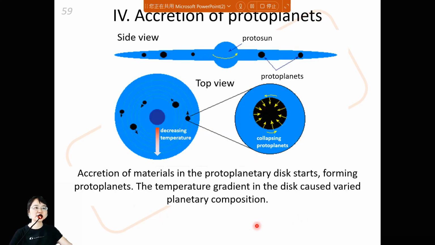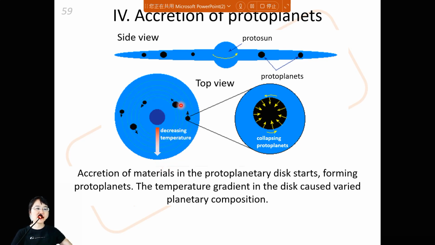The fourth stage is accretion of protoplanets. This is the side view of the protoplanetary disk. Protoplanets start to develop. This is the top view. Accretion of materials in the protoplanetary disk starts, forming protoplanets. The temperature gradient in the disk causes varying planetary composition. Because the closer the material is to the sun, the higher the temperature will be, so the low boilers or low melters will evaporate and be expelled to the outer solar system.